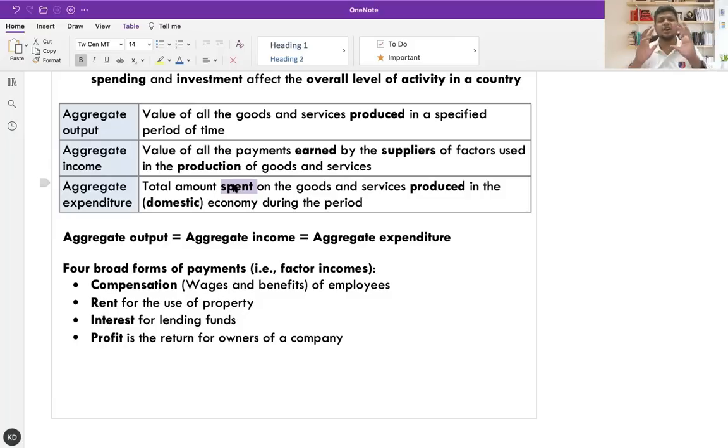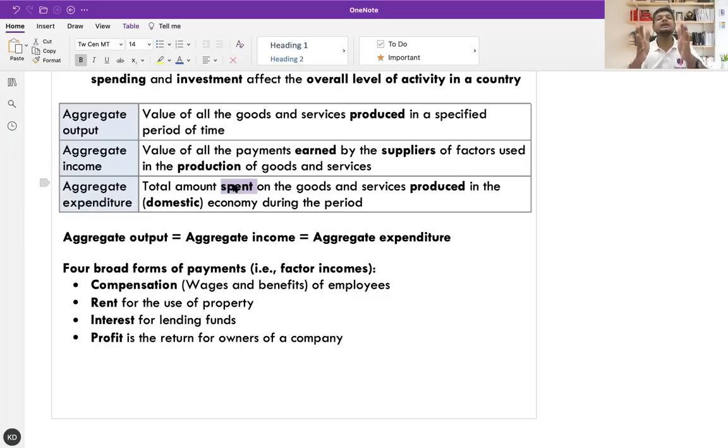Now, they are all three different angles of measuring the economic output, the economic activity. Basically, you can say GDP. So I'll repeat, there are three ways of doing it. First, you find the value of all goods and services produced, that is aggregate output. Second, you calculate the amount spent on the goods and services produced. So the value of goods and services and the amount spent on its production, they both are the same. One is aggregate output, another is aggregate expenditure. Expenditure means the amount spent.